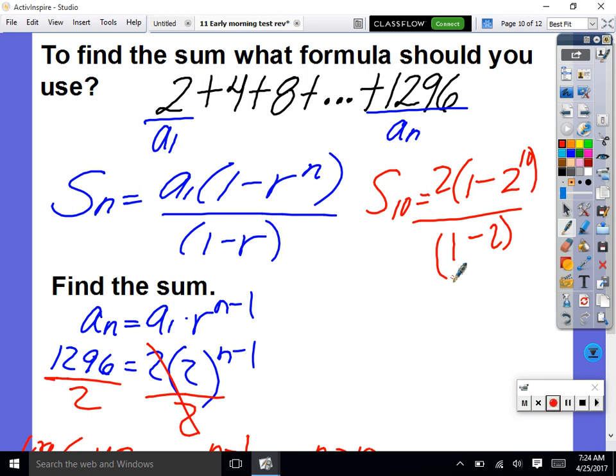Why did I put 2 right here? Because that's our common ratio. This divided by this is 2. This divided by this is 2. Does that make sense?